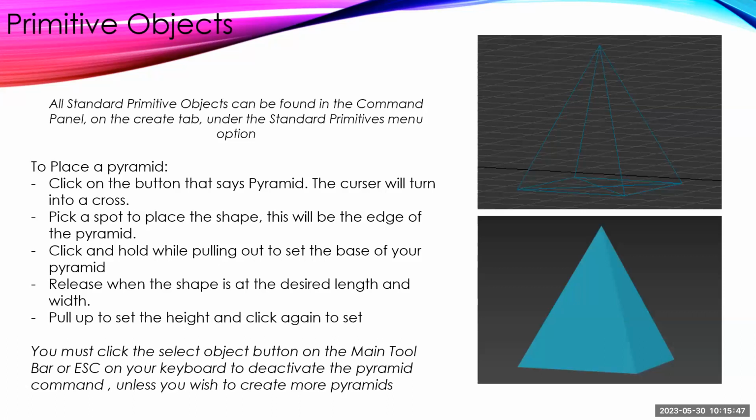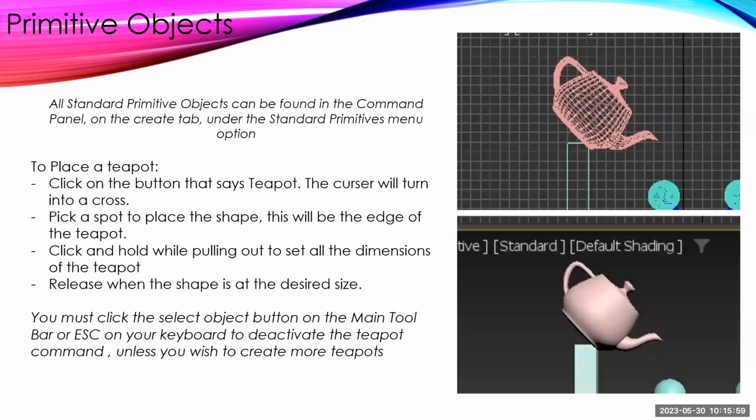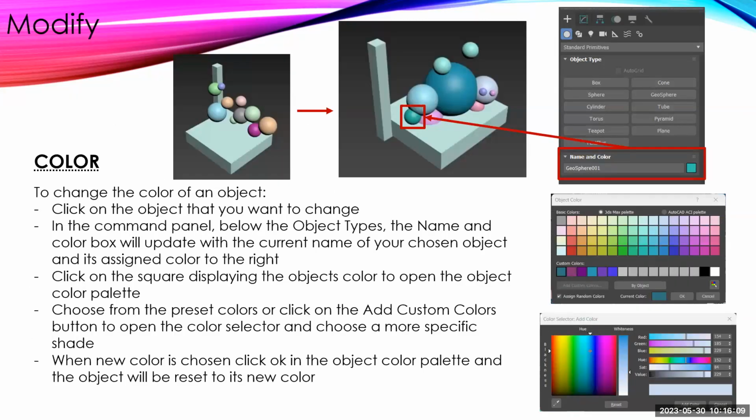For a pyramid, you start placing the base, the square, to the length and width that you want, and then you pull up to set the height. And for a teapot, you just click wherever you want to place it and pull out. Length, width, and height all get set together on one click.